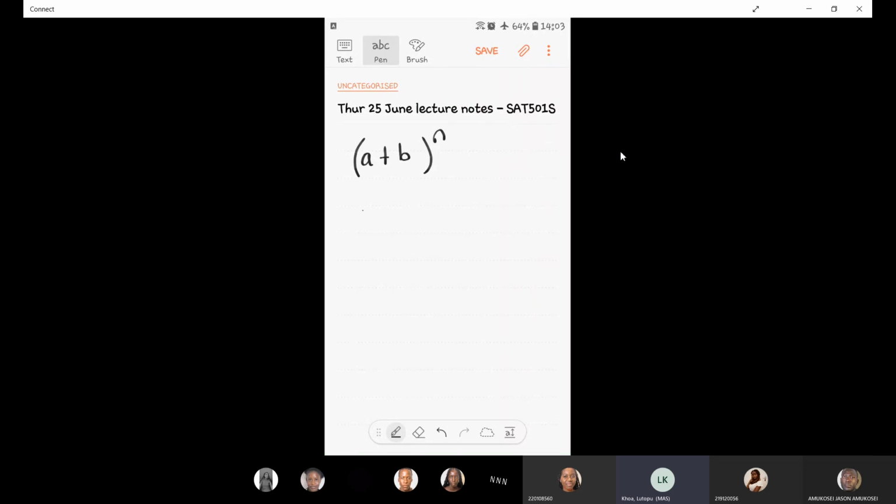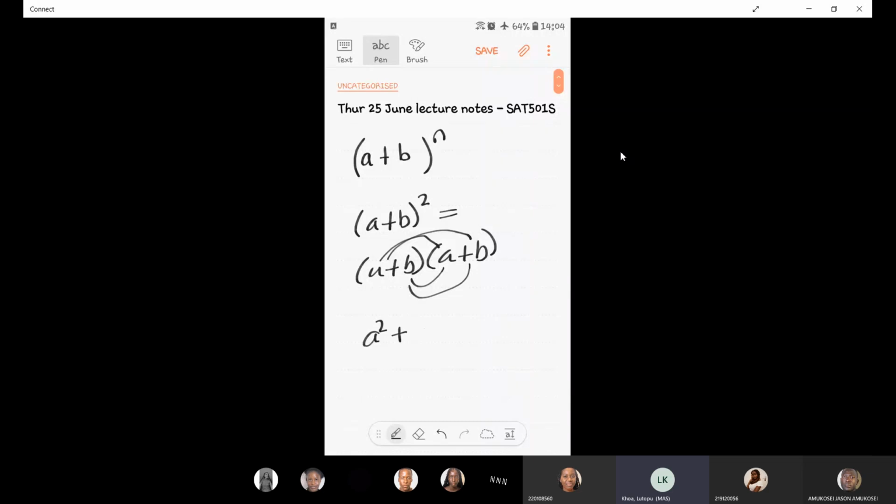Let's say, for example, I say (a + b) to the power of 2. You know that this is just (a + b) multiplied by (a + b), and then you can multiply this out, and you'll get a squared plus 2ab plus b squared. That is very simple to do and doesn't take you a long time.